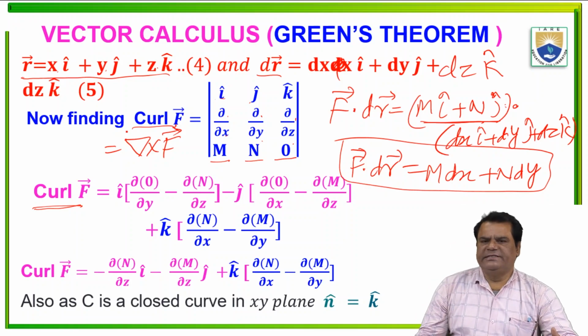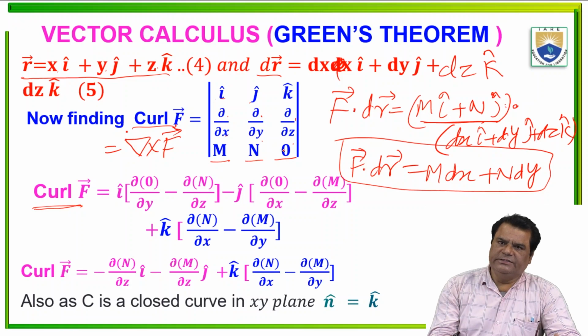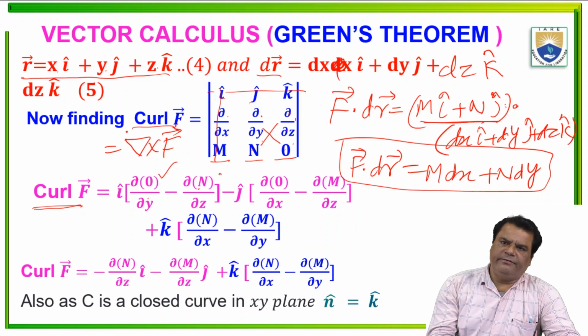This is only a two dimensional vector, so the third is 0. After solving this determinant, we get the following result. Now here, cancel the first row and first column like this. First row and first column cancel. Cross multiply: ∂/∂y of 0, minus ∂/∂z of n. Minus j for the second result, taking minus j.